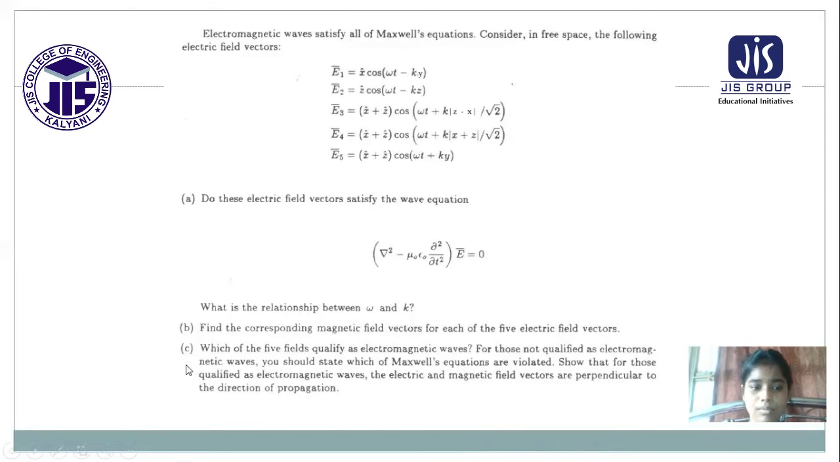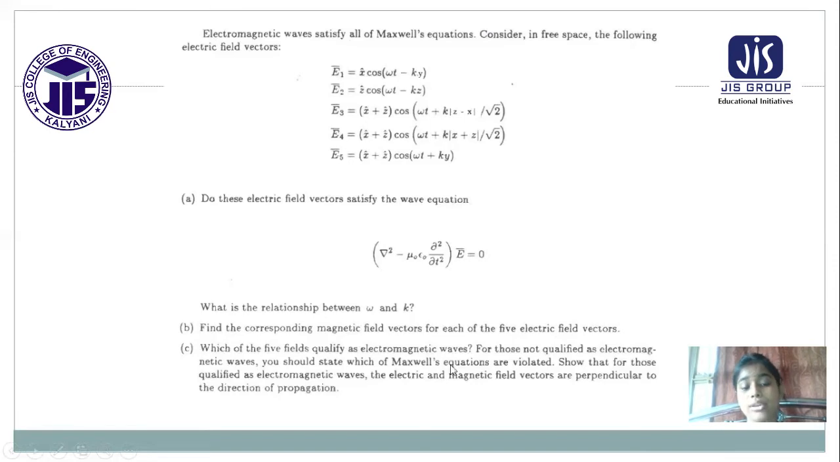Now there are some problems. Does this electric field vector satisfy the wave equation? What you have to do here is put in all the expressions of this equation, then check whether you are getting 0 or not. If you do the derivative, this is a double derivative. Then you can also get the relationship between omega and k, and find the corresponding magnetic field vectors, for each of the 5 electric field vectors.